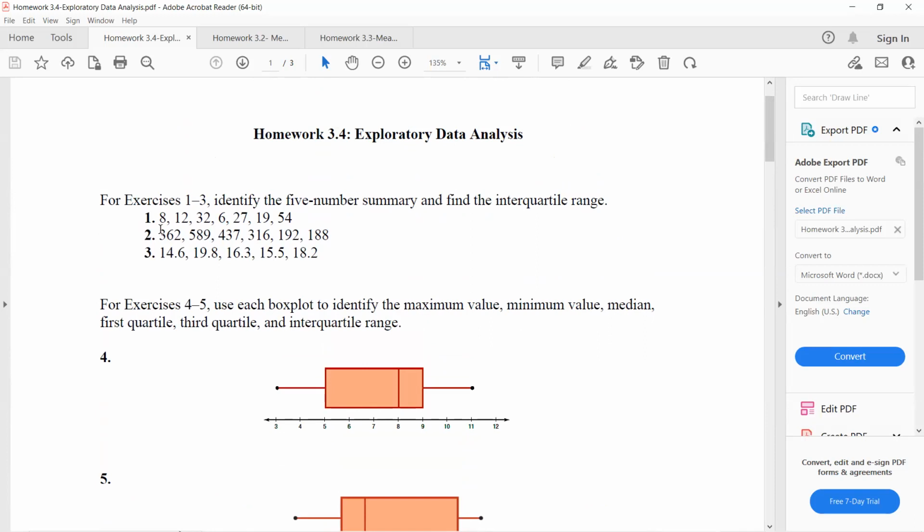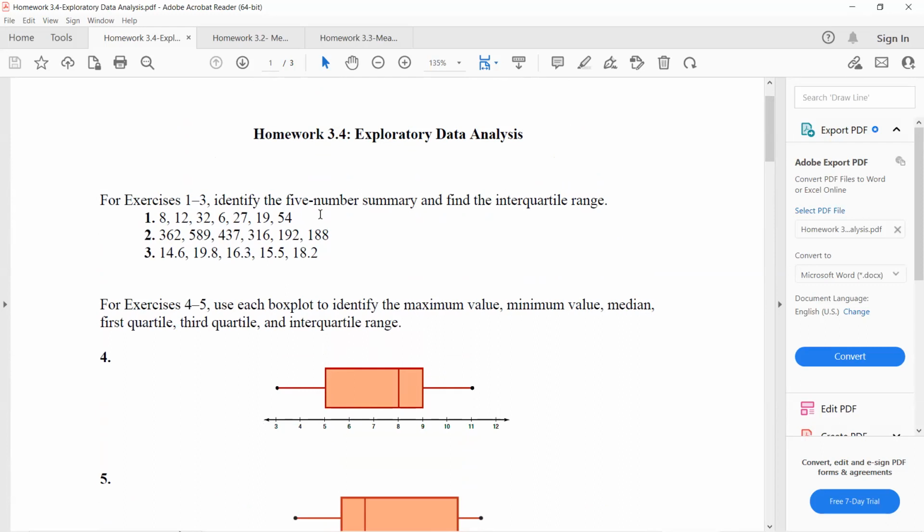When you see the video for this, I do a box plot of number one just to show you what the box plot actually means. Numbers 4 and 5 should be rather easy, but sometimes students get them mixed up. So for the first three, we want the 5-number summary.